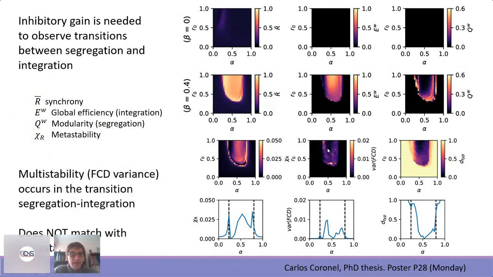So the bottom line is that we have a model where the integration and segregation balance is not due to the connectivity matrix. The connectivity matrix is the same. Integration and segregation is being tuned by a neuromodulation system. And we observe the same: when you have full integration, you have low variance of the FCD. When you have no integration, also nothing happens. But in the middle, in the transition limit between no integration and integration, you have more variance of the FCD.